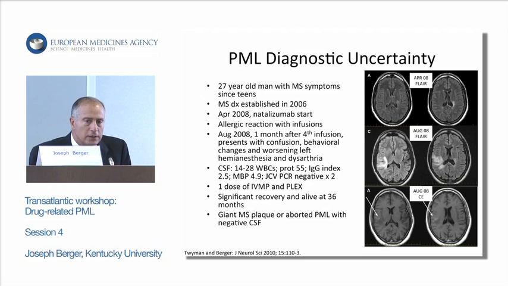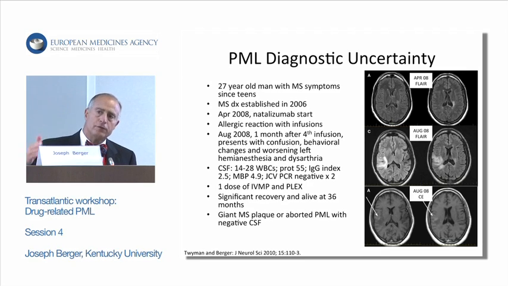And this was a patient in whose care I was involved several years ago, and we actually reported this patient. He's a 27-year-old man. He's had MS symptoms since his teens, but his diagnosis wasn't made until 2006. He had not responded to the standard platform therapy, so he was started on natalizumab in April of 2008, and his MRI from April of 2008 are these top 2 panels.